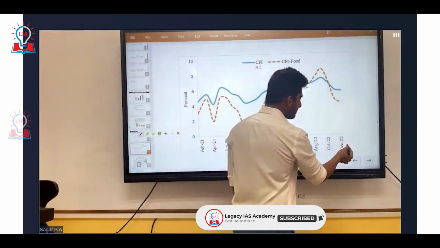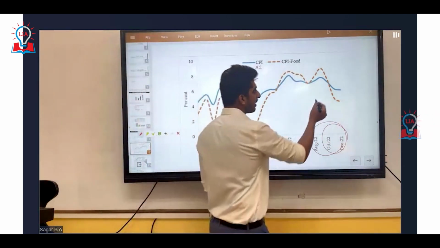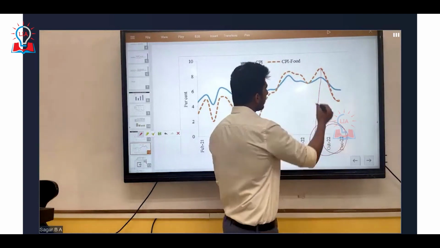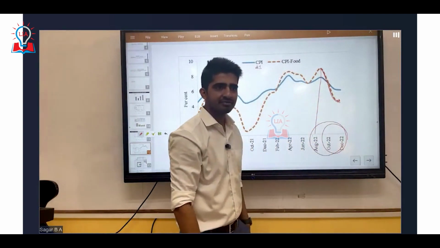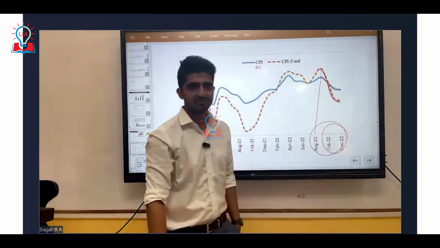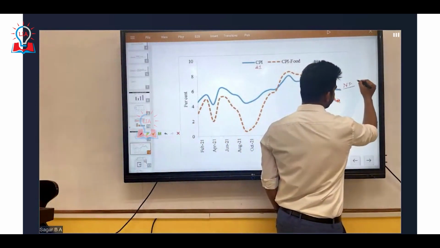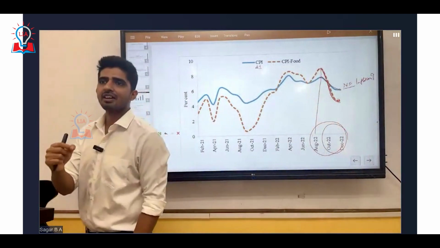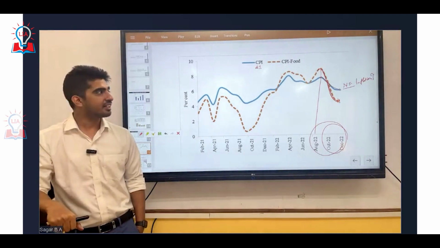Yes? What can you observe from August 22? From August 22, look at this, the food inflation has dropped. Right? The CPI also was falling, but it was not falling as fast as the food inflation. Food inflation fell faster, whereas CPI inflation did not fall fast overall. Why? Because there was inflation in non-food. Food inflation started cooling down, but inflation in other items remained rather resistant. They became stubborn.